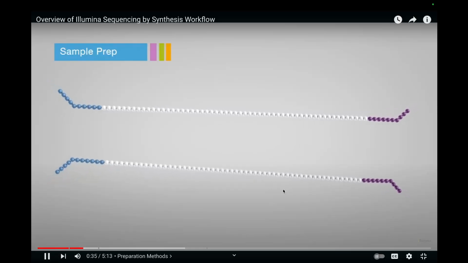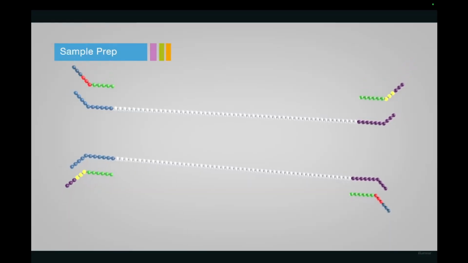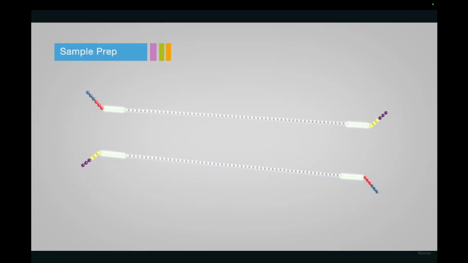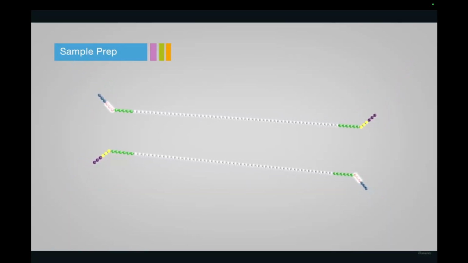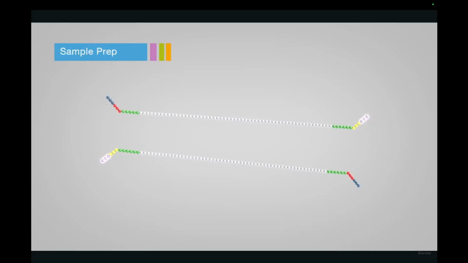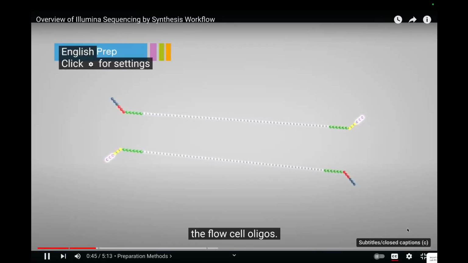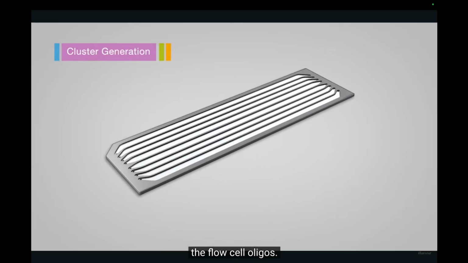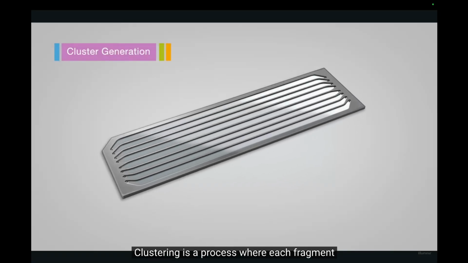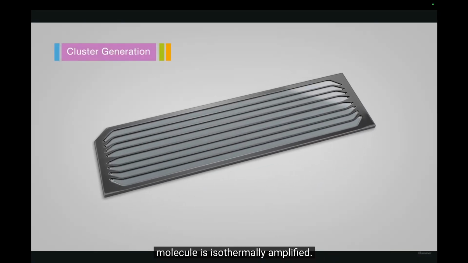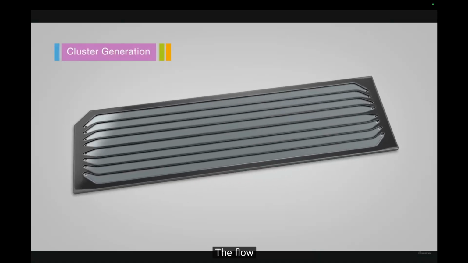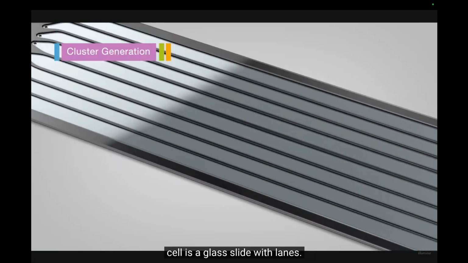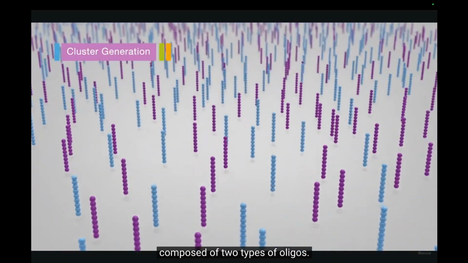Through reduced cycle amplification, additional motifs are introduced, such as the sequencing binding site, indices, and regions complementary to the flow cell oligos. Clustering is a process where each fragment molecule is isothermally amplified. The flow cell is a glass slide with lanes. Each lane is a channel coated with a lawn composed of 2 types of oligos.